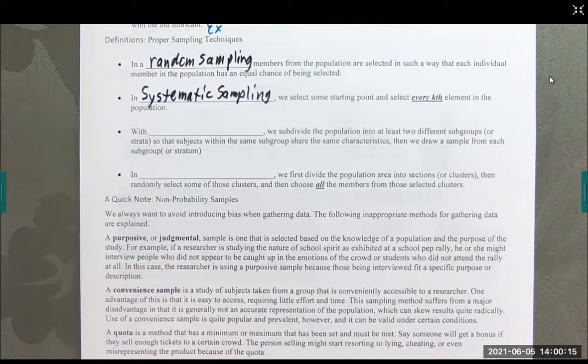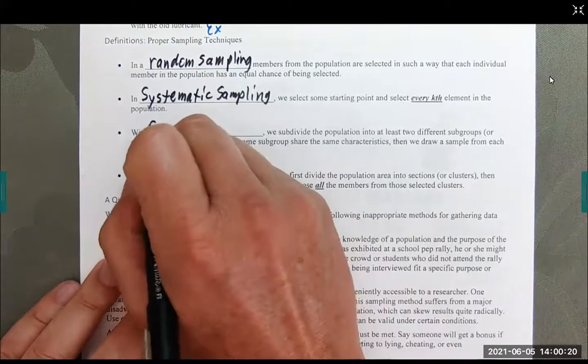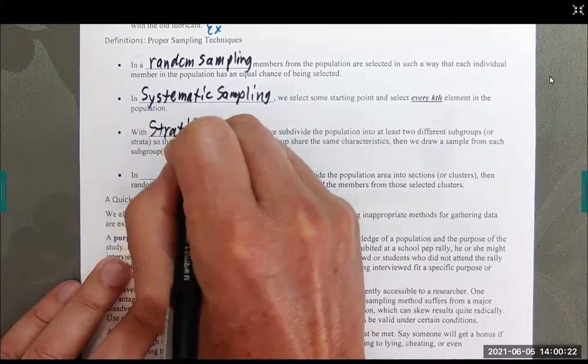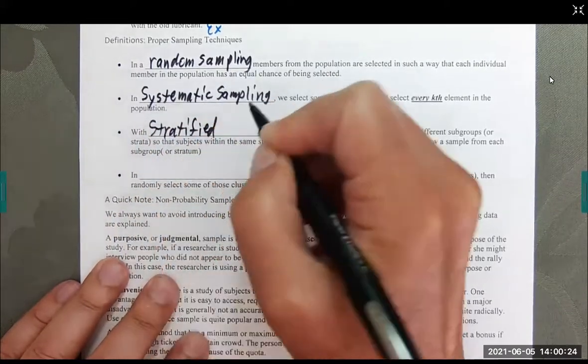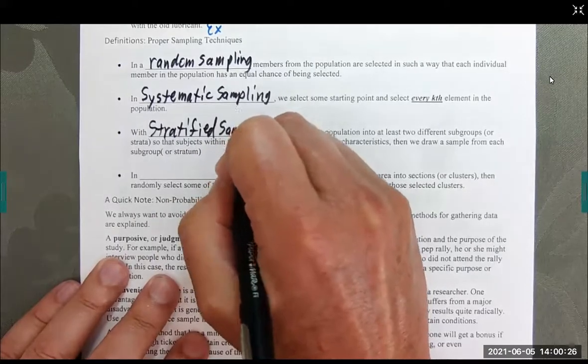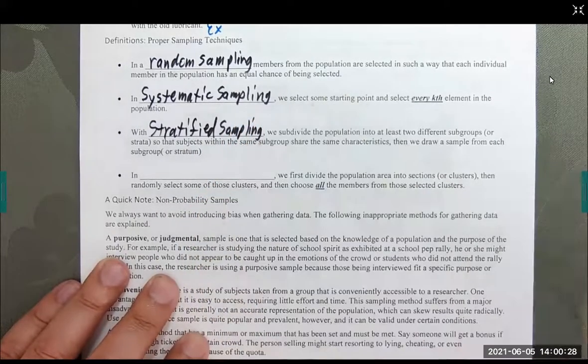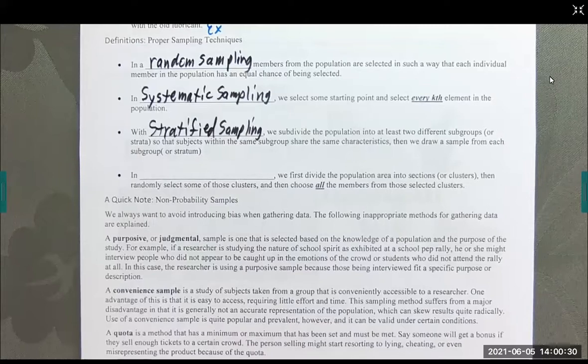element. Next up, we have stratified sampling. We subdivide the population into at least two different subgroups, which is where the word strata comes from, so that the subjects within the same subgroup share the same characteristics. Then we draw a sample from each subgroup.